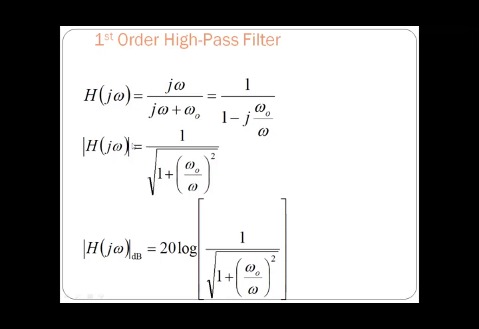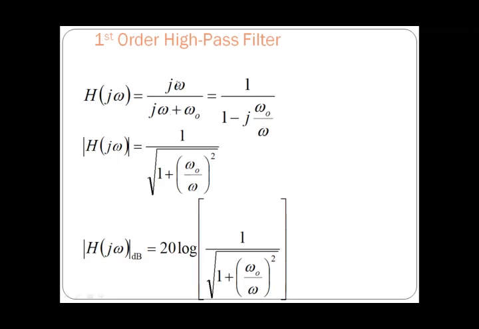H of j omega can be obtained by bringing this j omega to the denominator side. So we can divide the numerator by j omega, and also divide the denominator by j omega. We are going to get this equation.